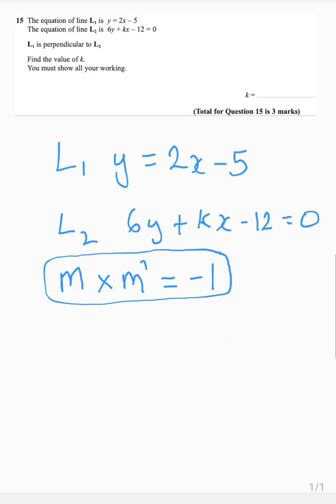First of all, let's work out the gradient of L2. We have to do a bit of rearranging because it's not in the format y equals mx plus c. So 6y is equal to minus kx when it goes to the other side, and then plus 12. Now at the moment we've got 6y, so we need to turn that into 1y, so we divide everything by 6.